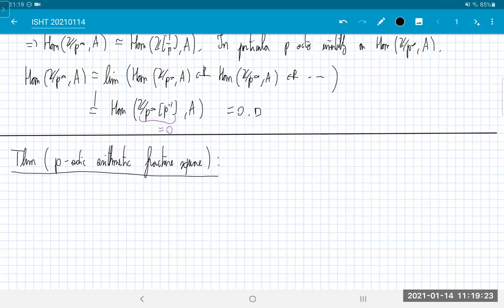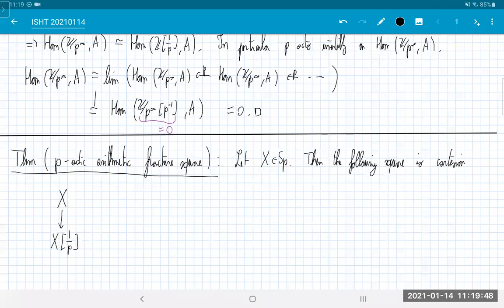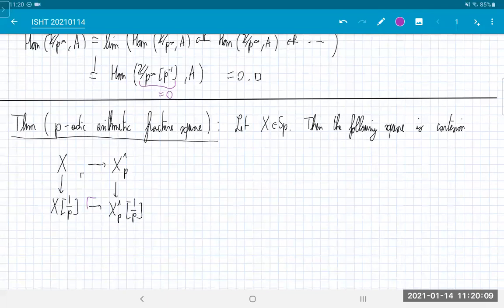So let X be a spectrum, then the following square is Cartesian. So I put X here, and I go down to X with p inverted, and I can go here to its p completion, but I need an additional piece, and that's the p completion with p inverted. And this map here is just the map on the top line with p inverted.